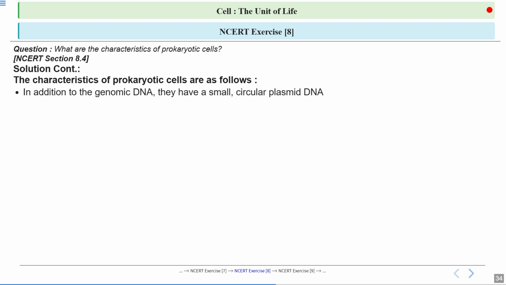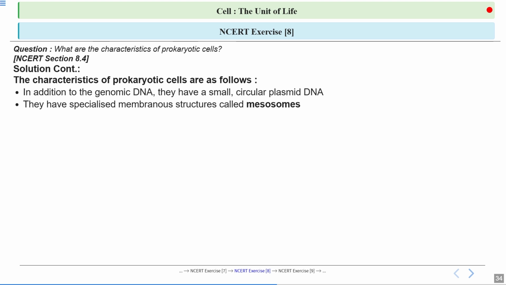Now, in addition to the genomic DNA, they have a small circular double-stranded DNA known as the plasmid. Plasmid is also used as a vector in biotechnology. So in addition to the genomic DNA, they have this plasmid, which is known as extranuclear DNA also. It is also circular.